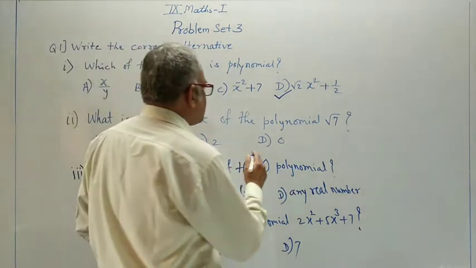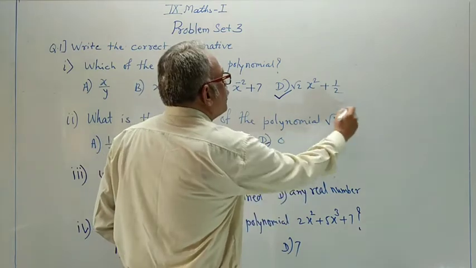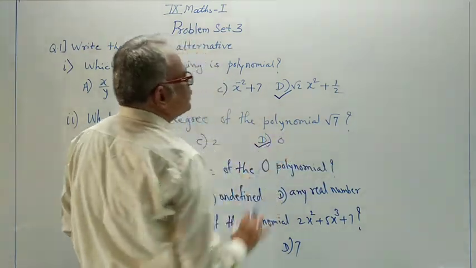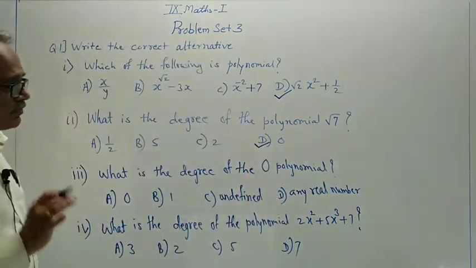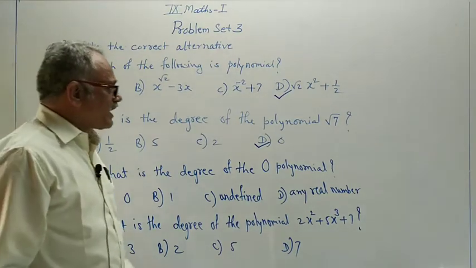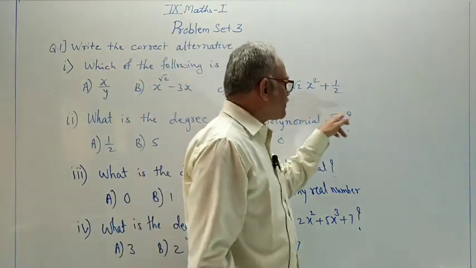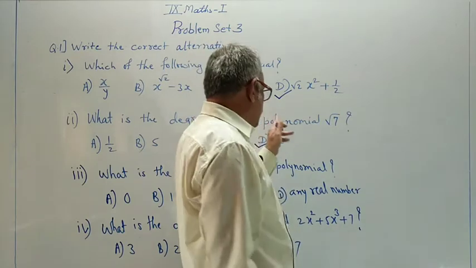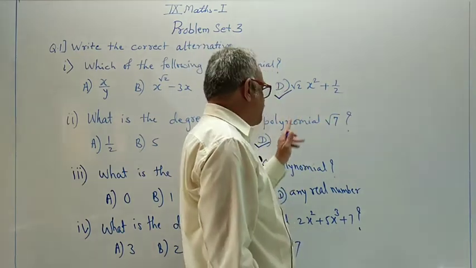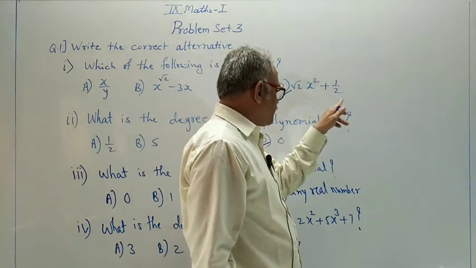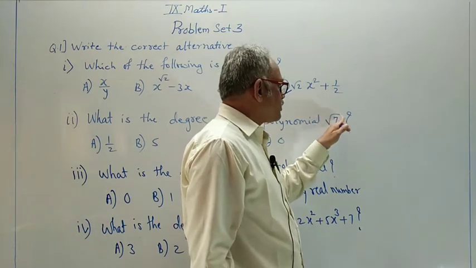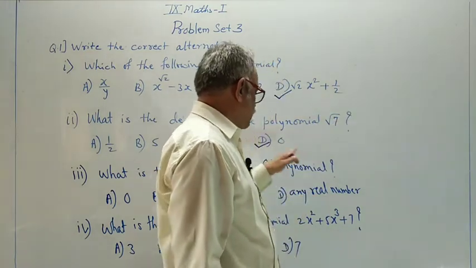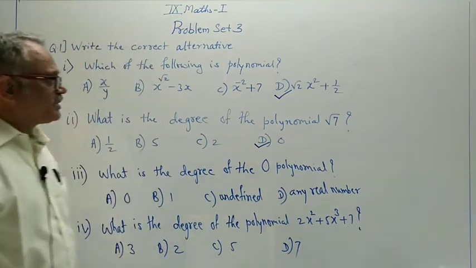So what is the correct answer? Degree of a non-zero constant is 0. If it were the degree of the third root of 7 as a surd, it would come 2. But for the degree of polynomial root 7, degree is the index of the variable. Root 7 means root 7 into x raised to 0. So 0 is the degree.